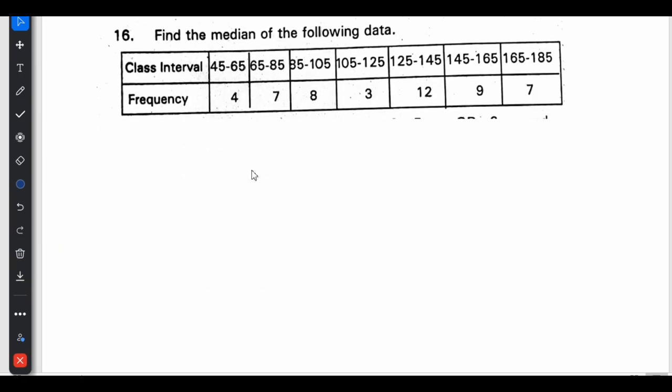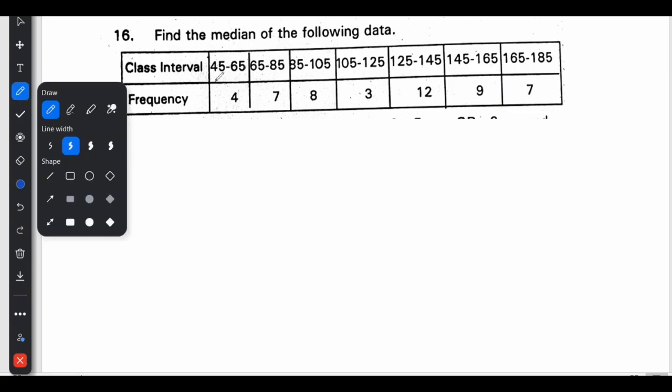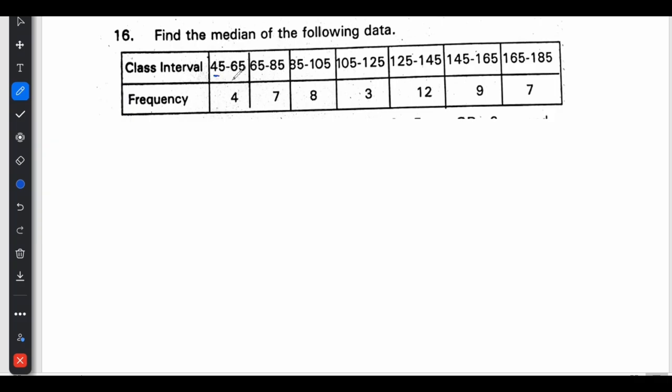Find the median of the data. The class interval and frequency are given. First we need to check whether the given classes are exclusive or not. So 45 to 65, 65 to 85, 85 to 105 and so on. 65 is the first class's upper limit, and it continues as the next class's lower limit, so it is an exclusive class. We can take it directly. Sometimes exclusive classes are not given, and we need to convert them into exclusive form. Then we can go for the calculation.